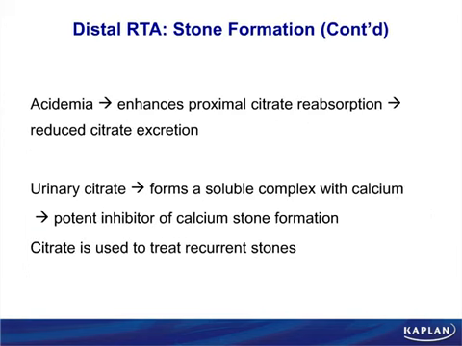An acidemia will also enhance proximal tubule reabsorption of citrate. This is an important concept because citrate inhibits calcium stone formation. Calcium citrate forms a soluble complex, and citrate is a potent inhibitor of calcium stone formation. We actually use citrate to treat recurrent stones. So an acidemia will enhance proximal tubule reabsorption of citrate, and that will also enhance the formation of calcium phosphate stones in a distal RTA. So this is an important concept to know.